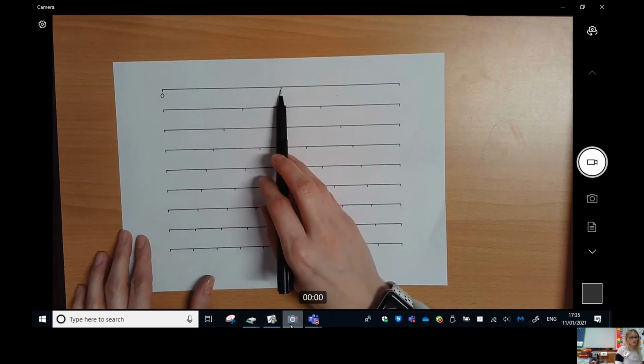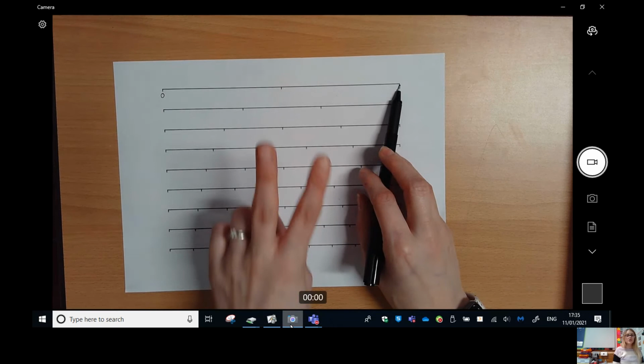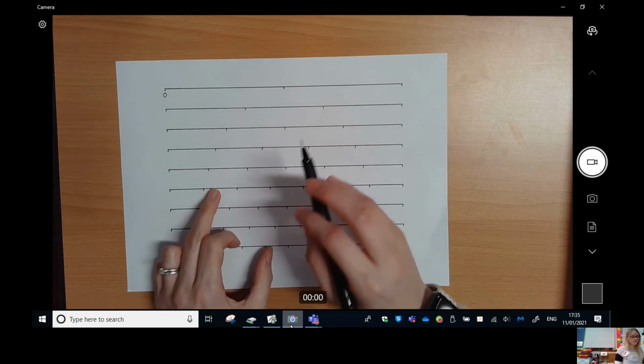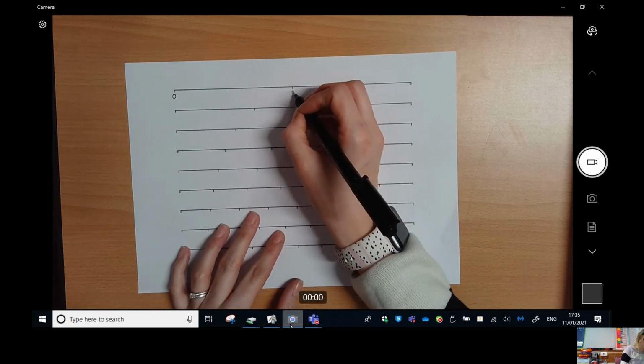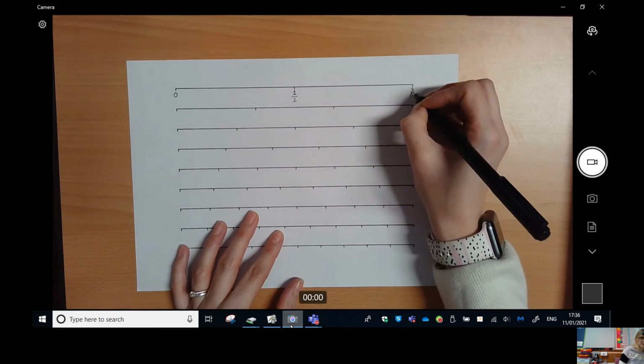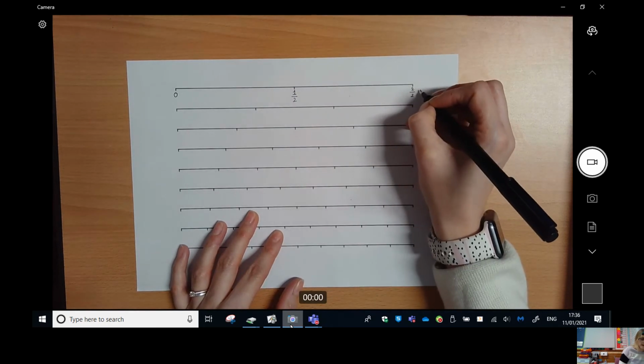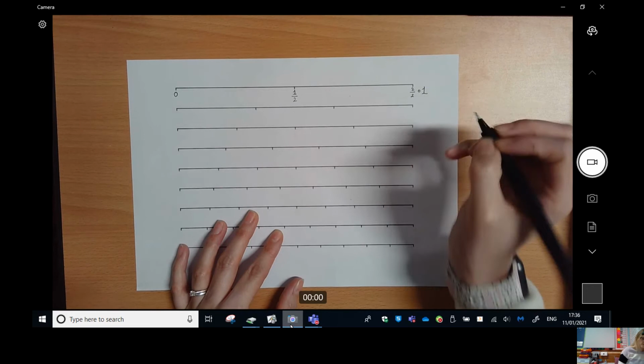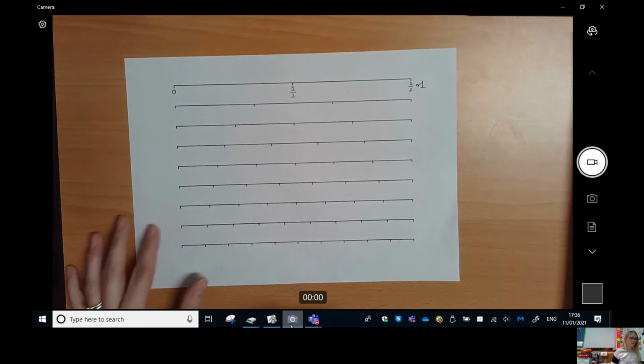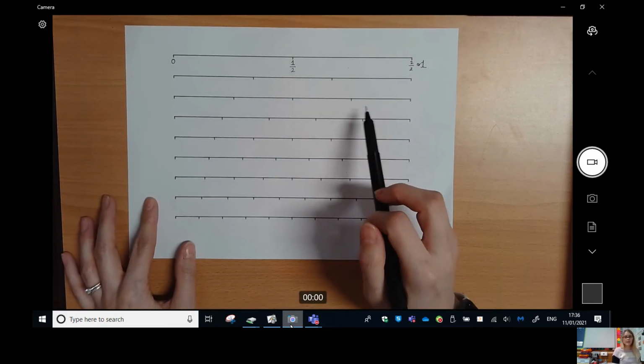So I have 1, 2. So there are 2 parts. So I know that it is in half. So this is going to be 1/2 and 2/2. Or remember, this is the same as 1 whole. Okay, so you're going to do that for each number line.